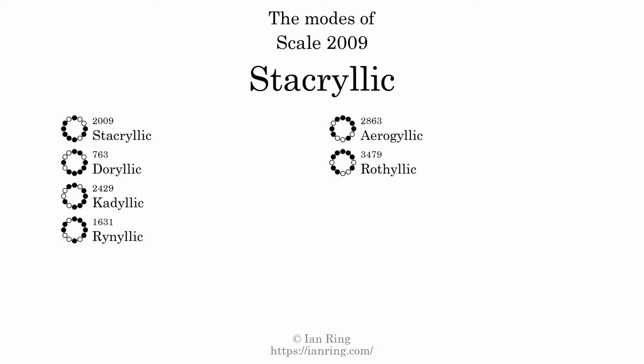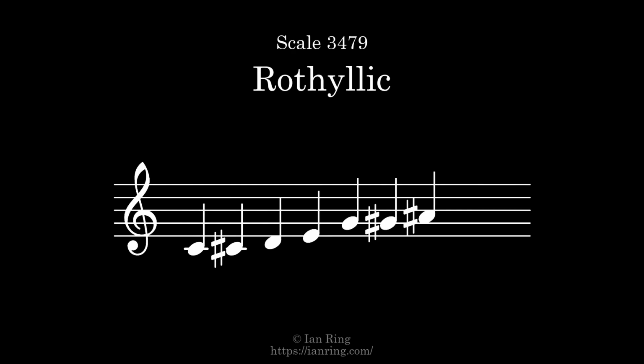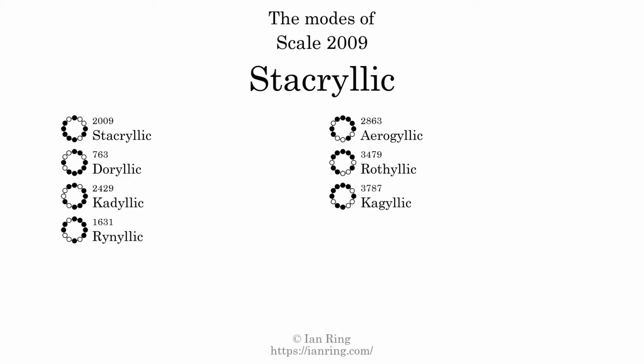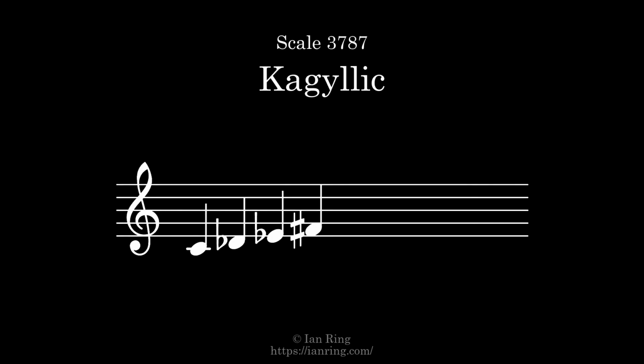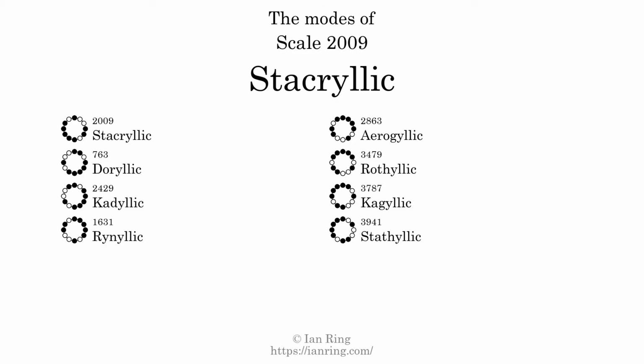The sixth mode is scale 3479, also known as Triads. It sounds like this. The seventh mode is scale 3787, also known as octatonic. It sounds like this. The eighth and last mode is scale 3941, also known as Stacryllic. It sounds like this.